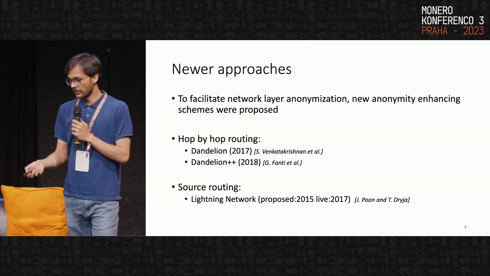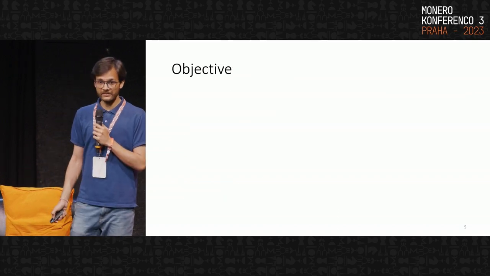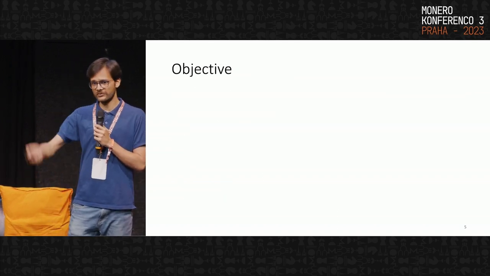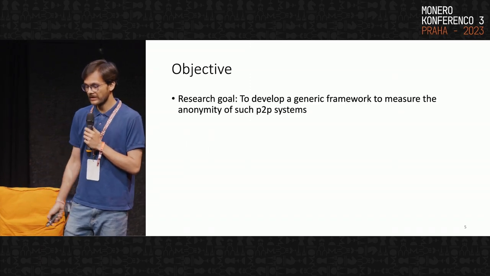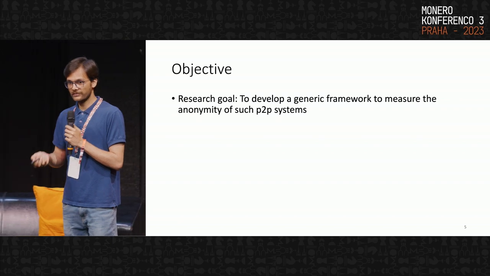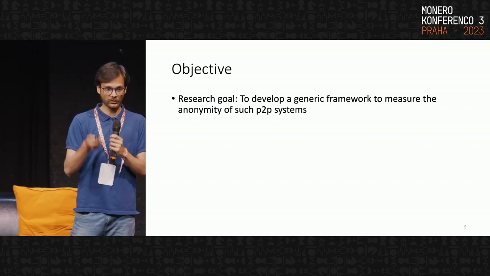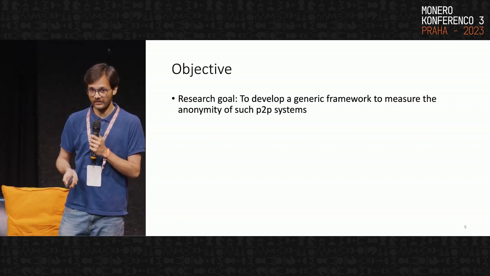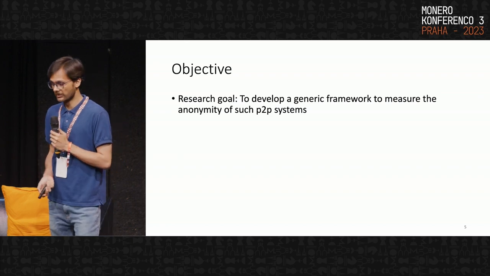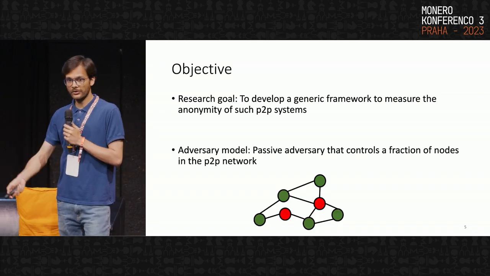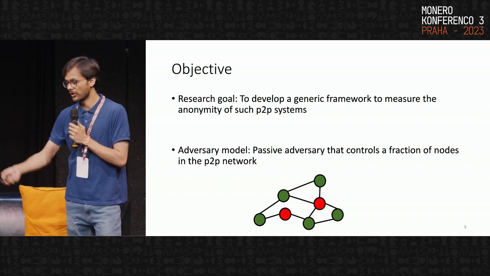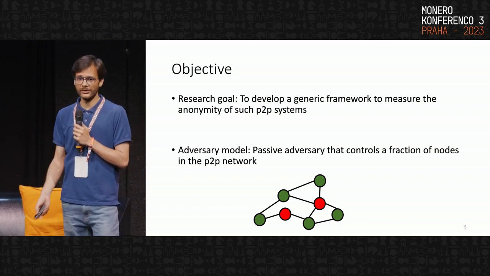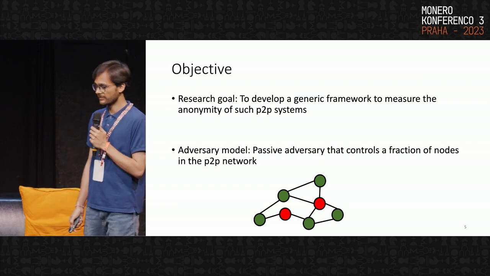Good. So up to this point, we know that there are different routing schemes which have their different routing properties and anonymity properties. But the fundamental problem was we do not know how to make sense of what anonymity they provide, because they are different and we do not know how to compare them on common ground. So one of the main components of the research was to bring all of them to common ground and see how we can analyze the anonymity of any given peer-to-peer system.